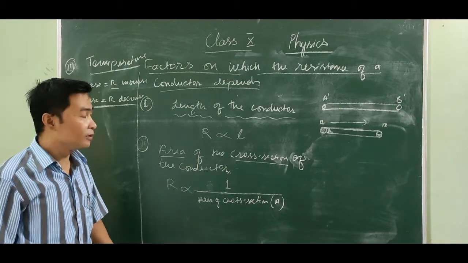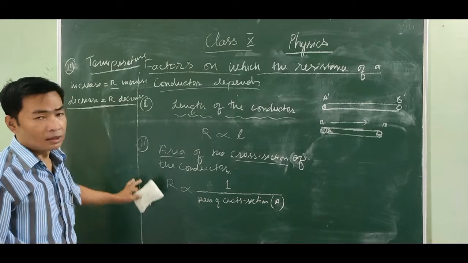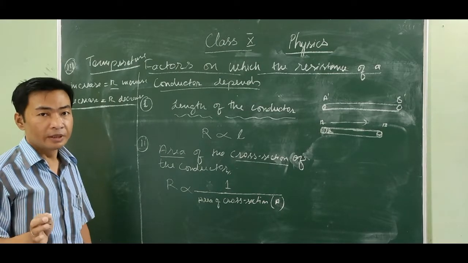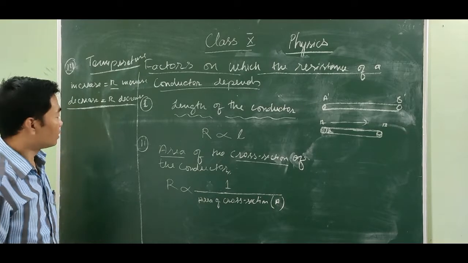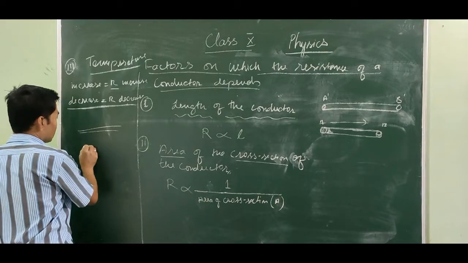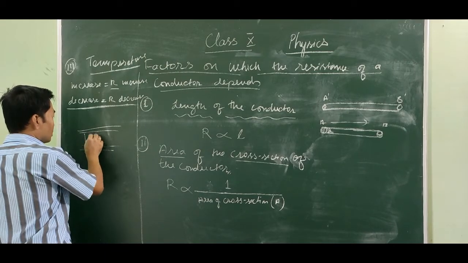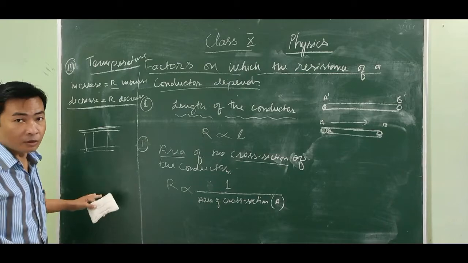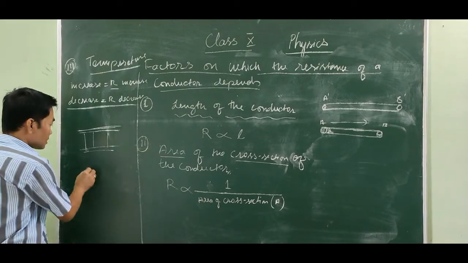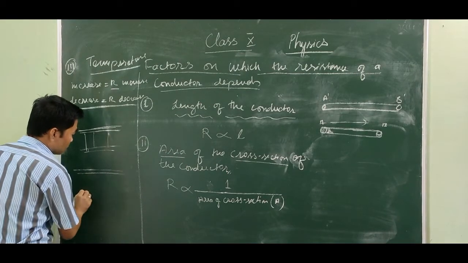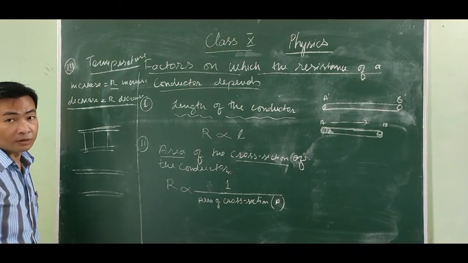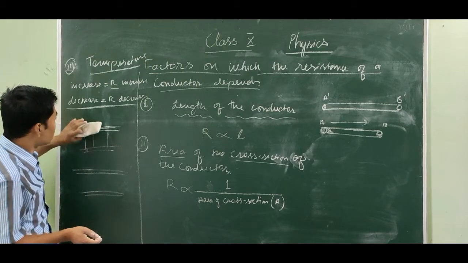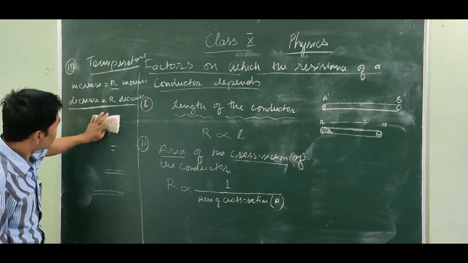One example I'll give you. Let's take just one simple example. During the winter seasons, what happens to the railway track? Let's say we have this railway track. It appears shorter during the winter because the temperature goes down. But during the summer time, it becomes longer because the temperature increases. This is the real example, right?